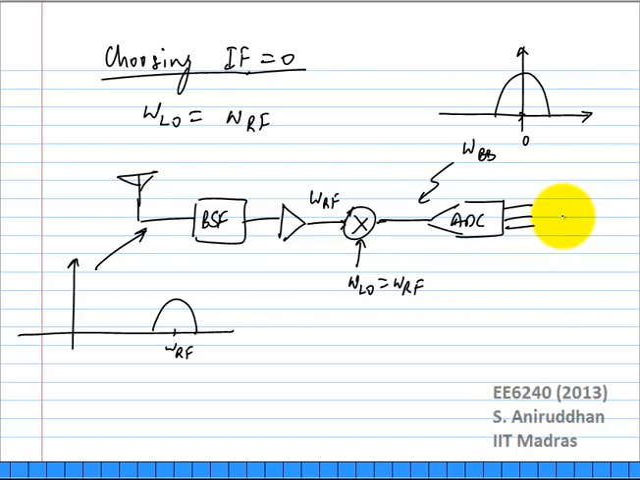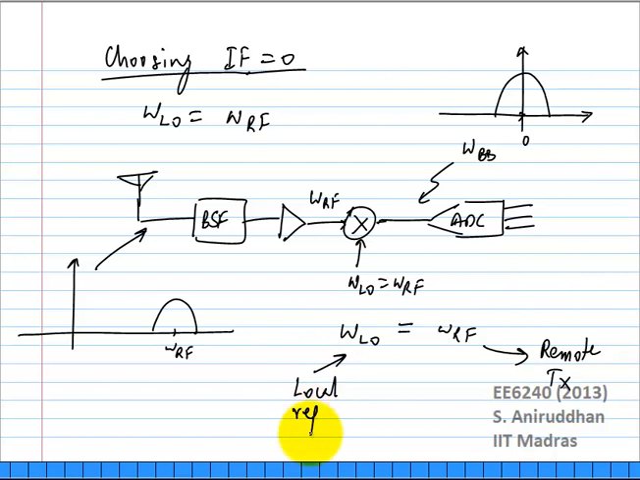Omega RF, why is that a problem? So that could be a problem. What he says is perfectly right. Getting omega LO equal to omega RF could be a problem because this is, let us say, from a remote transmitter. This is your local reference. You are generating omega LO from a local reference, whereas omega RF is from a remote.